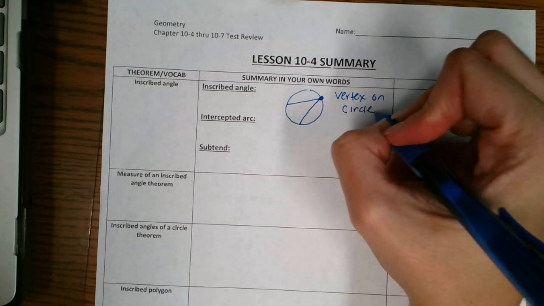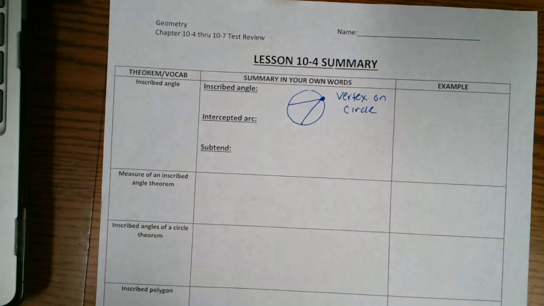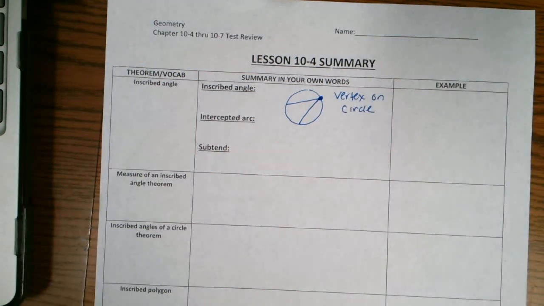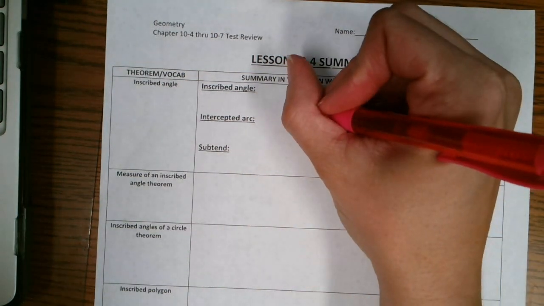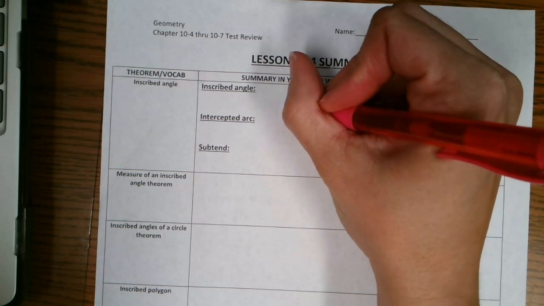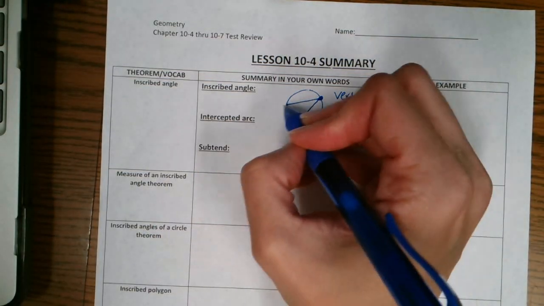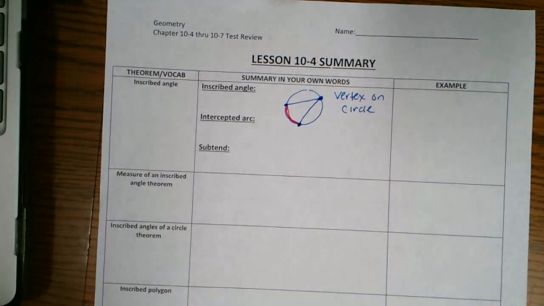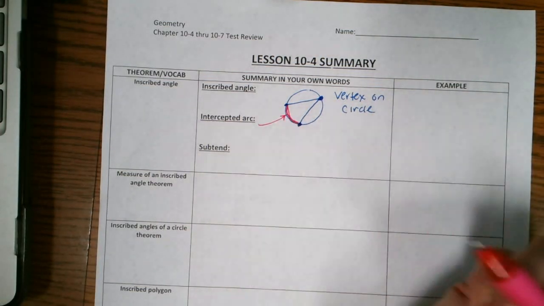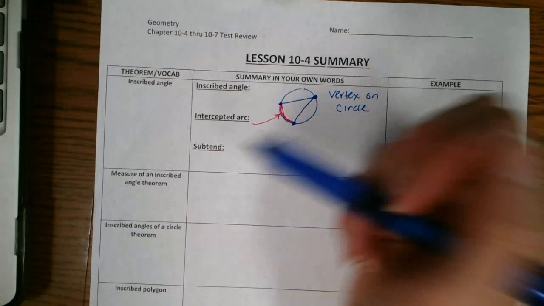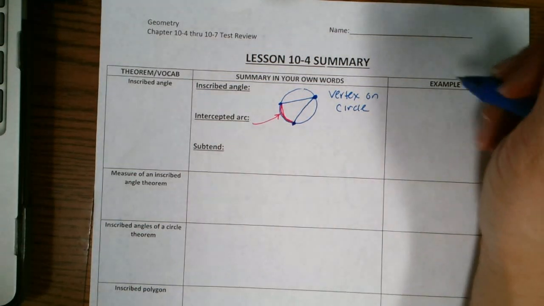So the big thing for the inscribed angle is that the vertex is on the circle. Okay? The intercepted arc is the part that the angle cuts into, right? So like if I had said the angle stops here and stops here, that's the intercepted arc. Okay? This subtend, not so important.